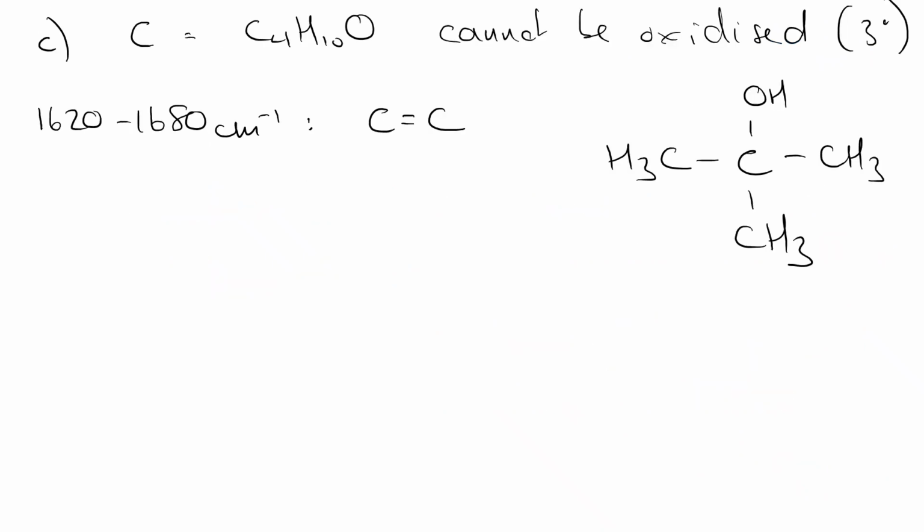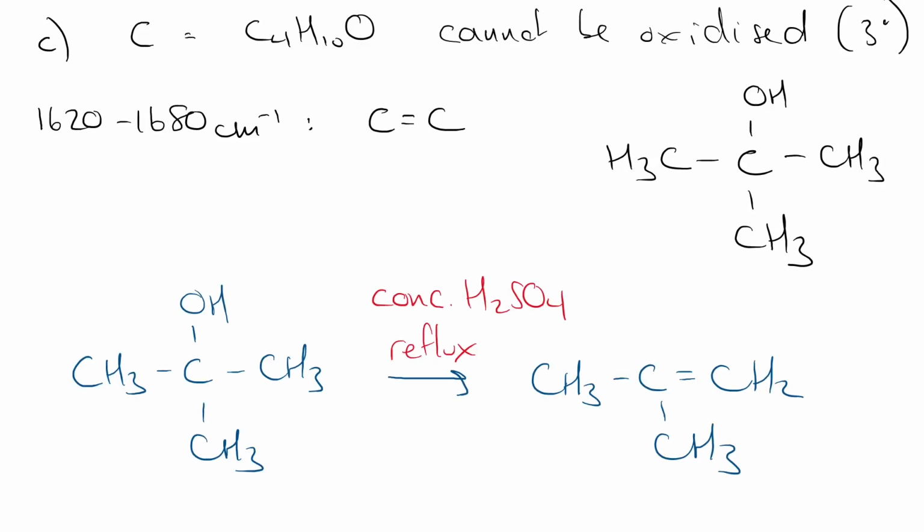So part C tells you that the alcohol C cannot be oxidized, which means it must be a tertiary alcohol, shown here on the right hand side. And the bond that it gives you, 1620-1680, again on table A, that's a carbon to carbon double bond. So here we're making an alkene from this tertiary alcohol. And this reaction is elimination.